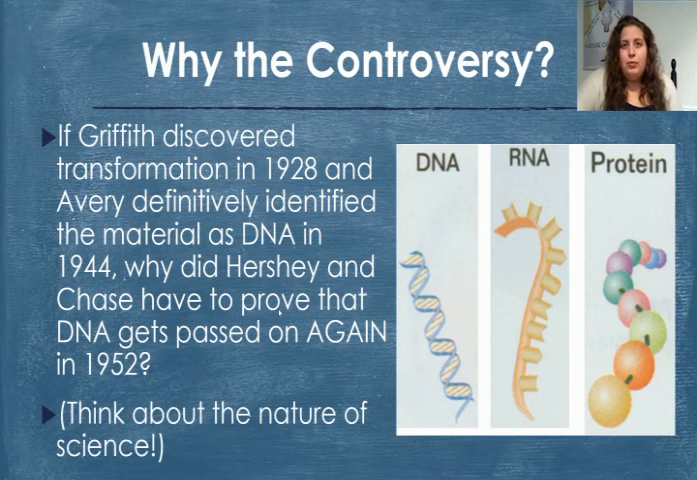So why the controversy? Why was it so important that all these people prove over and over and over that it was DNA? If Griffith discovered transformation in 1928 and Avery identified it as DNA in 1944, why did they have to prove it was DNA again in 1952? Well, we did talk about how you need to repeat each other's experiments, but also scientists back then couldn't believe that DNA was the heritable material. It was so simple. It was just made up of 4 bases, whereas proteins came in many different shapes and structures and sizes. We're all complex organisms, so the thing that gets passed on had to be complex.